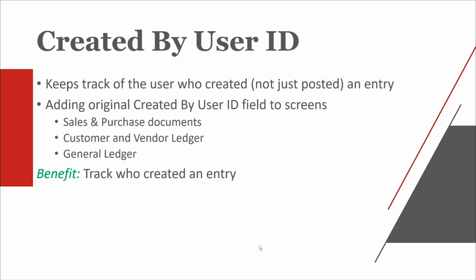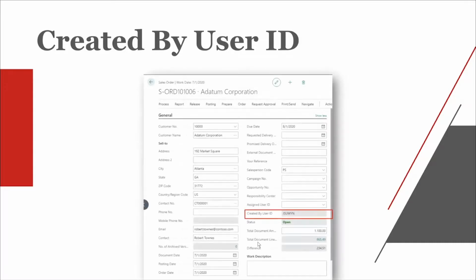The new created by user is a way to keep track of people who are doing data entry into your screens. Whether it's someone putting in their first sales order or purchase document, this is a way to track who actually started creating the entry. As we see here, there is a new created by user field added to the screen.